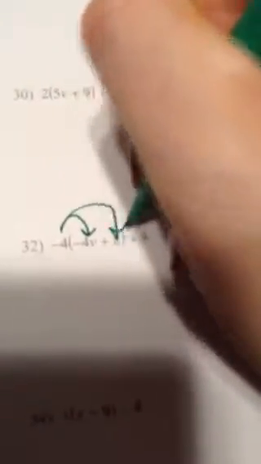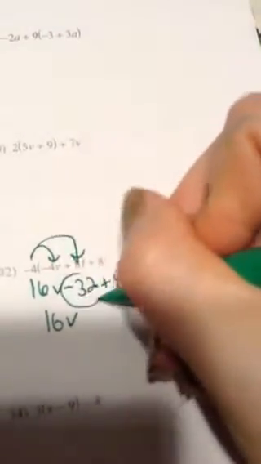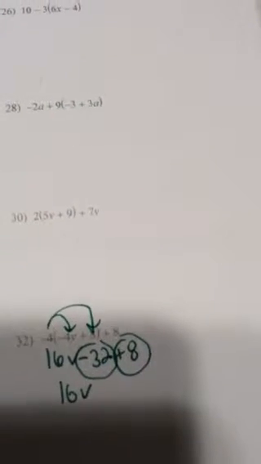A problem like number 32. We only multiply by what's inside the parentheses. So this 8 is by itself, and that's not going to be multiplied by the negative 4. It's not in the parentheses. So you get 16v minus 32 plus 8. 16v is, there's no other term that ends with v, so that's done. And then I have this negative 32 and a plus 8 that I have to combine. And when I do that, I get negative 24.